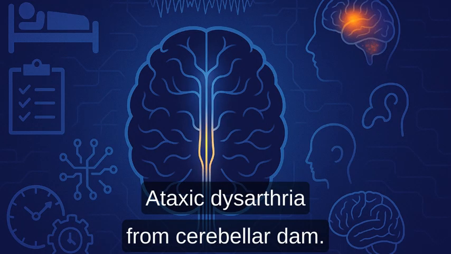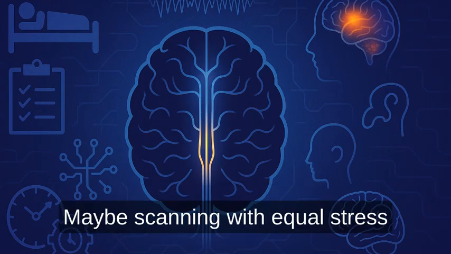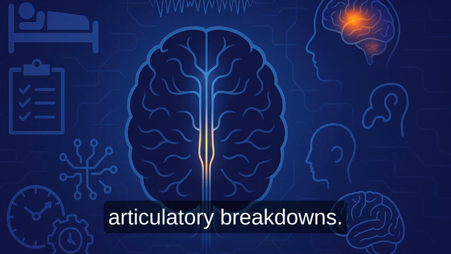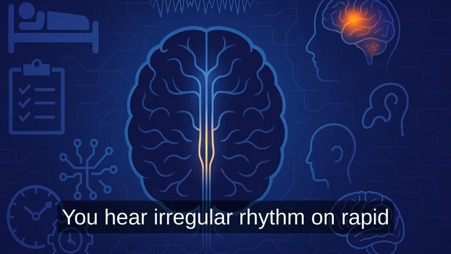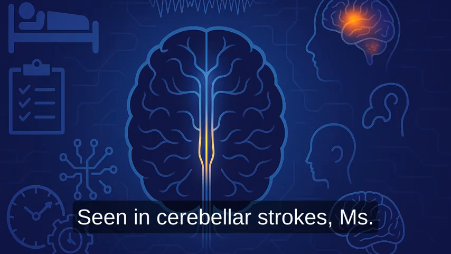Okay. Ataxic dysarthria from cerebellar damage. Speech sounds irregular, maybe scanning with equal stress on syllables or with sudden articulatory breakdowns. You hear irregular rhythm on rapid repetition of syllables like PA, seen in cerebellar strokes, MS, degenerations.